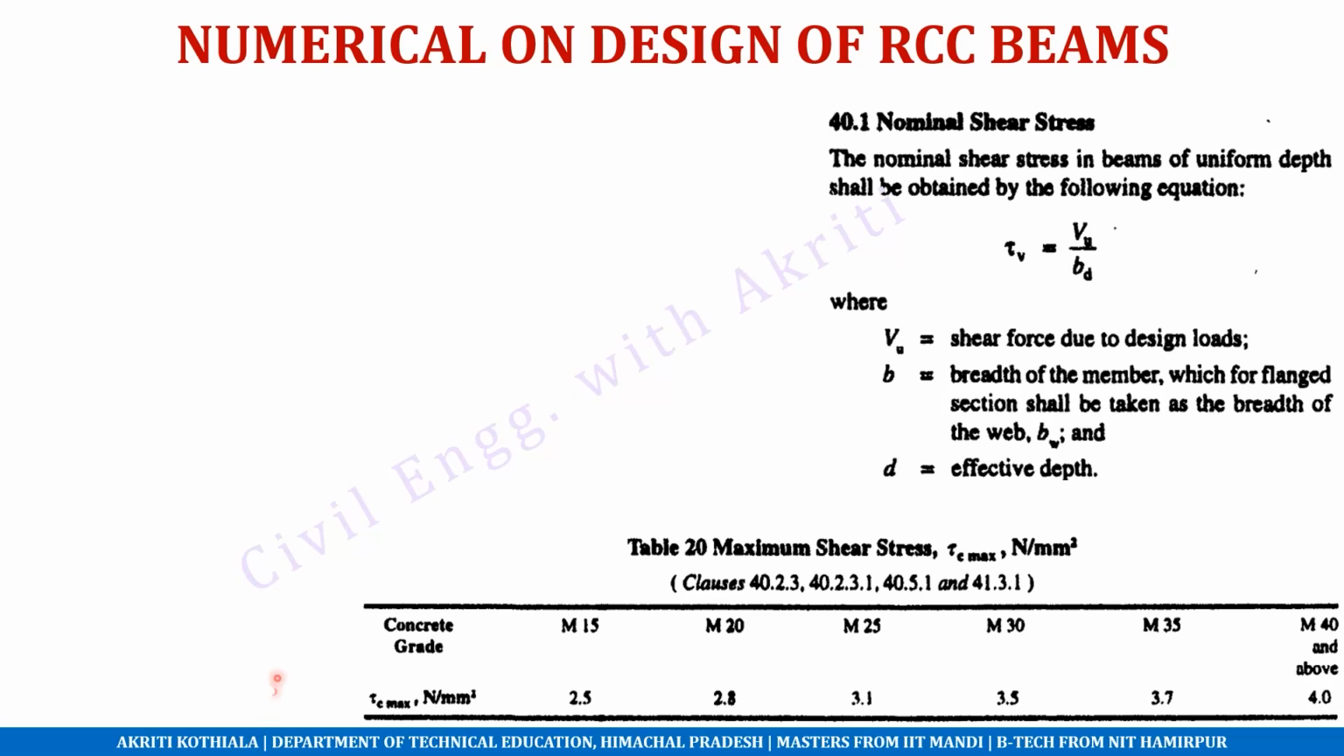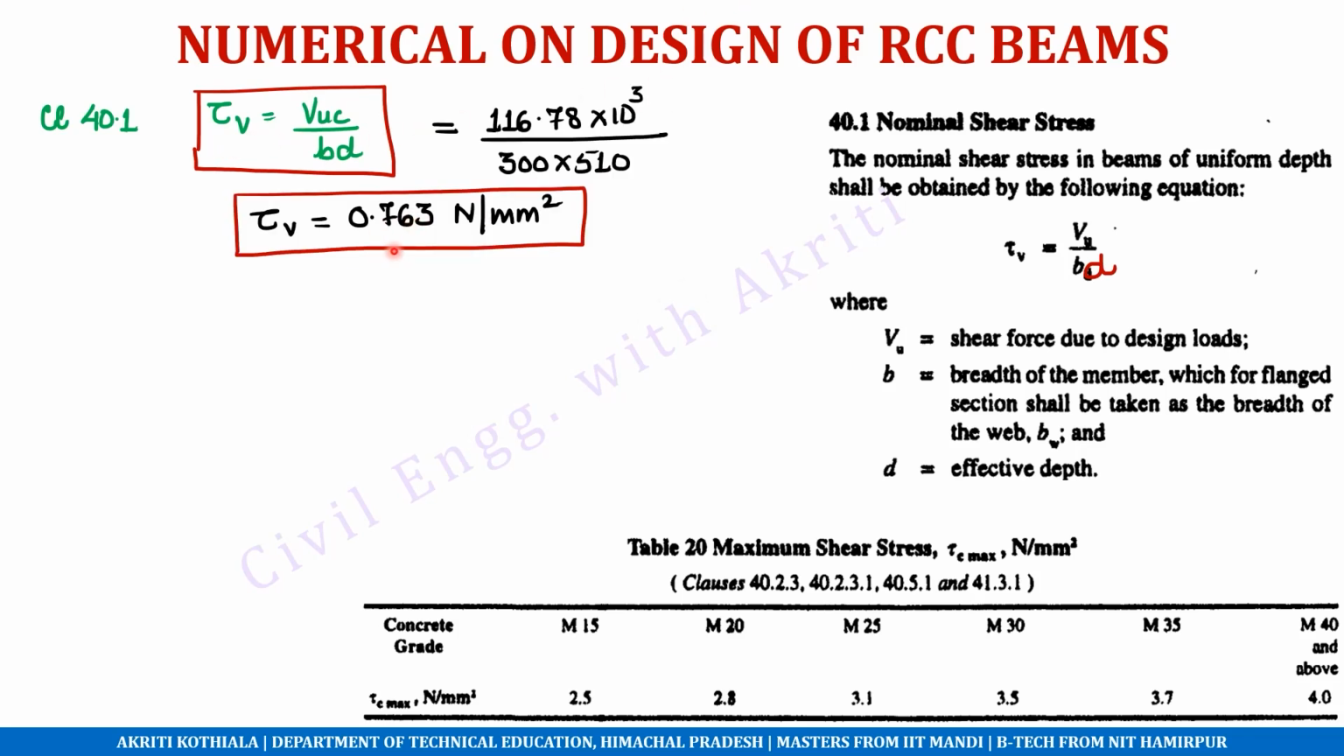Now that we've calculated the value of shear force at the critical section, we can calculate the nominal shear stress using clause 40.1. It says that tau V, that is nominal shear stress, is equal to VU upon bd. This is not D in the subscript, but this is d. So you can write it like this. And we have the value of VU, we have the value of bd. We can calculate tau V, which is equal to 0.76 Newton per mm square. So this is the value of nominal shear stress which the beam will experience.